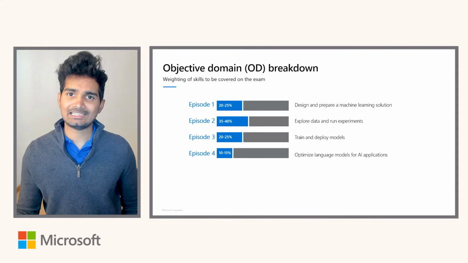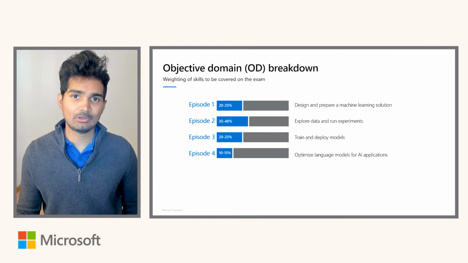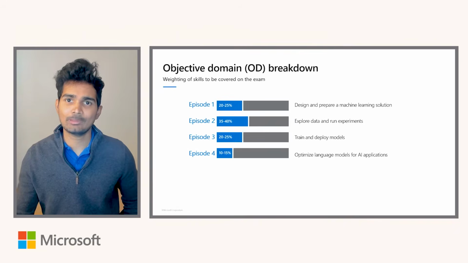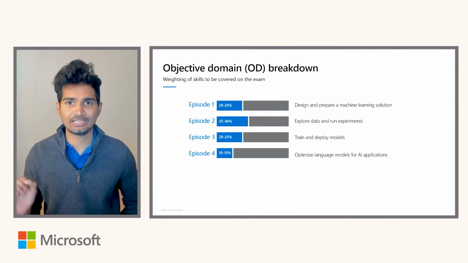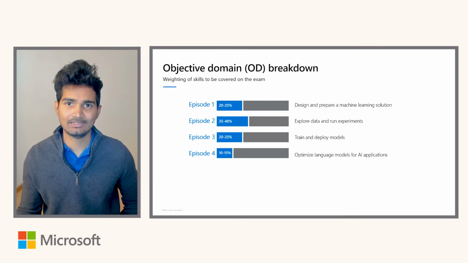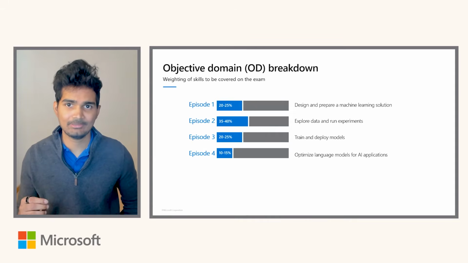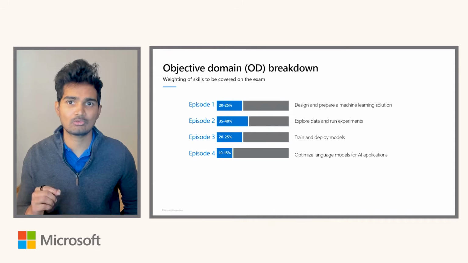In this series, each episode will cover one of the 4 groups in the objective domain. For DP-100, these groups are: design and prepare a machine learning solution, explore data and run experiments, train and deploy models, and optimize large language models for AI applications. Each group has a specific weight, indicating the percentage of questions that will come from each area. Currently, Episode 2 is the most heavily weighted section. You may consider focusing more of your study time there. However, to pass the exam, you need to be familiar with skills in all groups.